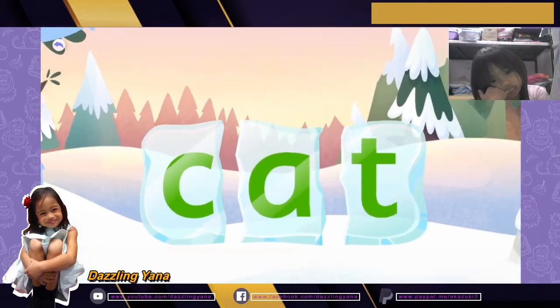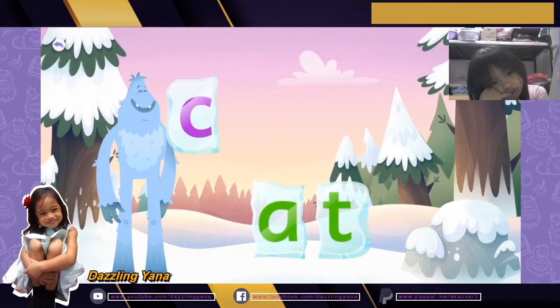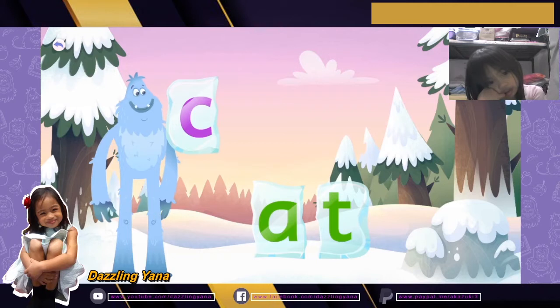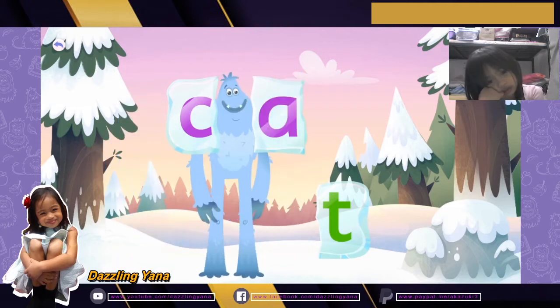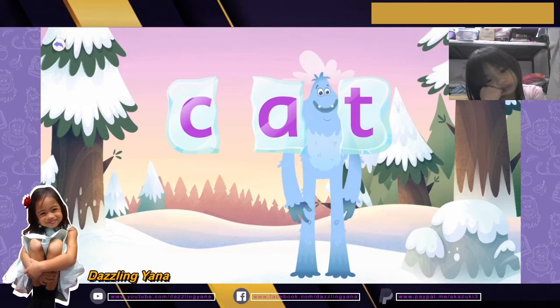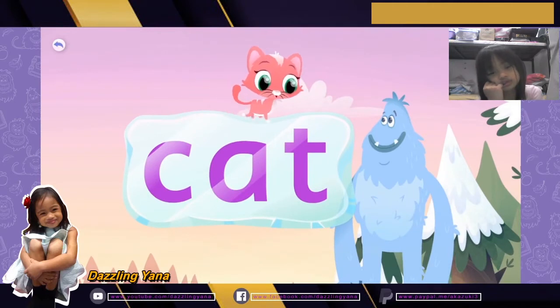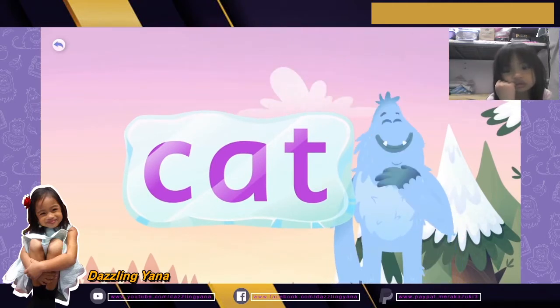C-at. What's the first sound you hear in cat? C. What's the middle sound? A. What sound is at the end? T. Great! So when you read, sound out each letter and then blend them together. C-at. Cat.